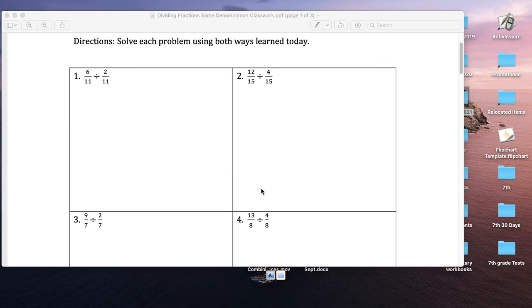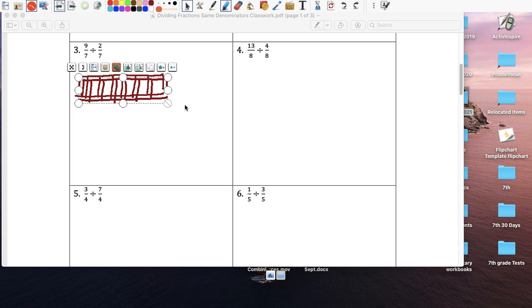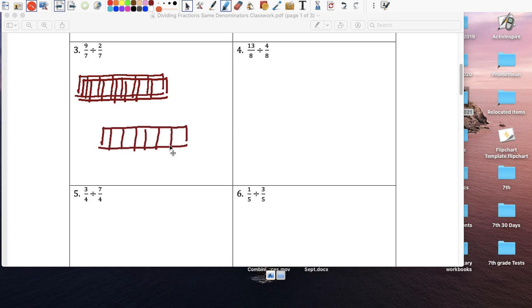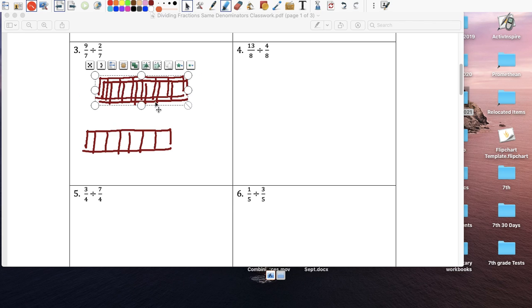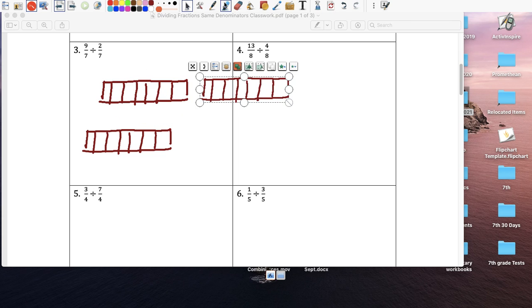Let's go to the bottom ones, 3 and 4. Ugh, 9 over 7. Okay, so 9 over 7, you notice that the denominator is smaller. So we're going to draw in sevens. 1, 2, 3, 4, 5, 6, 7. And I need another one. So then I'm going to take that one over here. All right, so let's draw 9 out of 7 first. This is 7, right? And then we need 2 more.